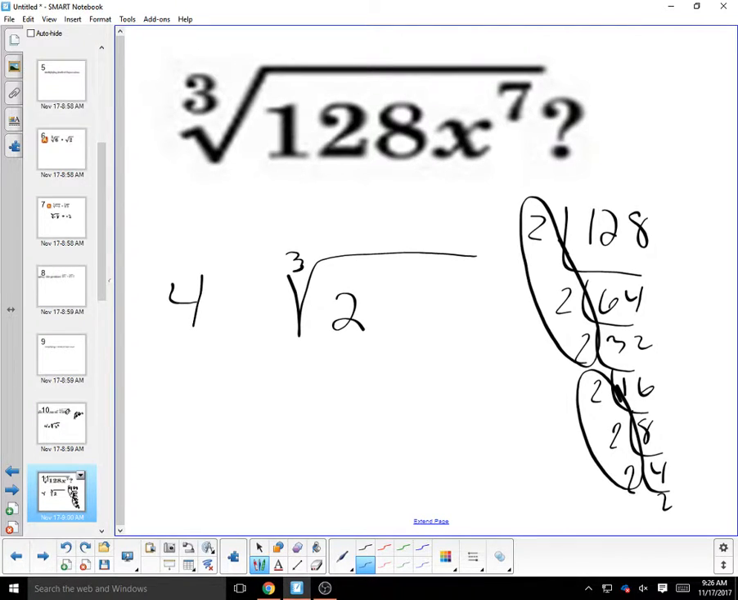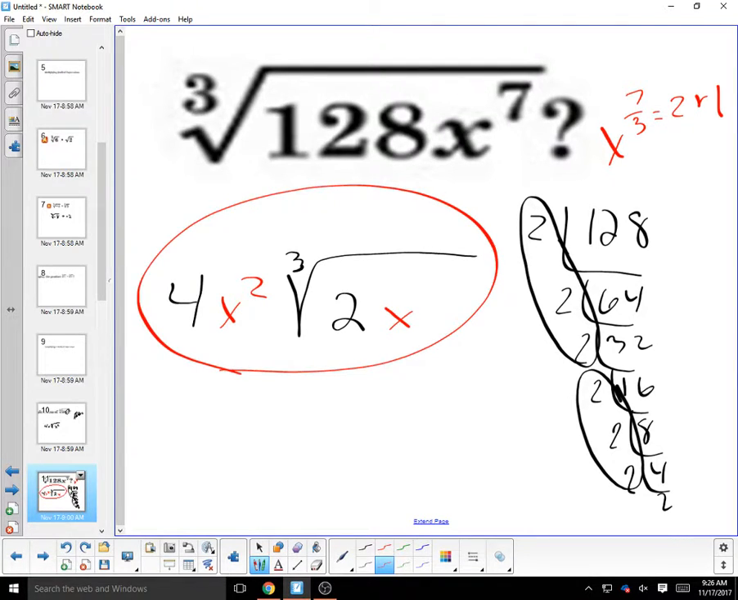Let's take a look at the variable part. I've got x to the 7th divided by 3. What's the quotient there? 2, remainder 1. So I'm going to bring 2 x's out, and I've got 1 left over for the inside. So there is my problem simplified.